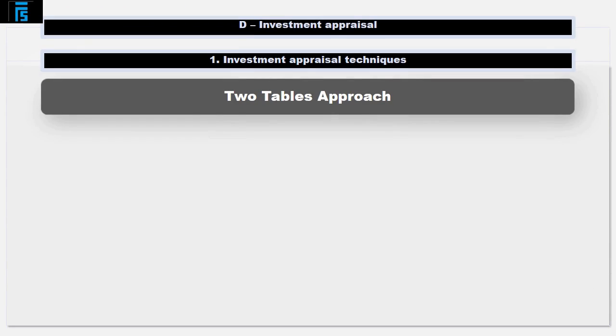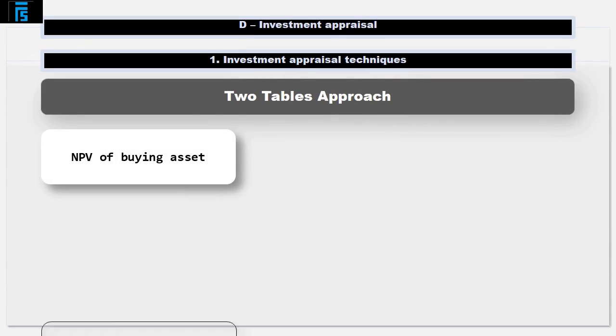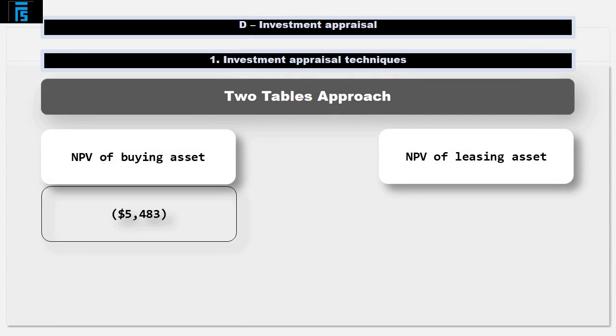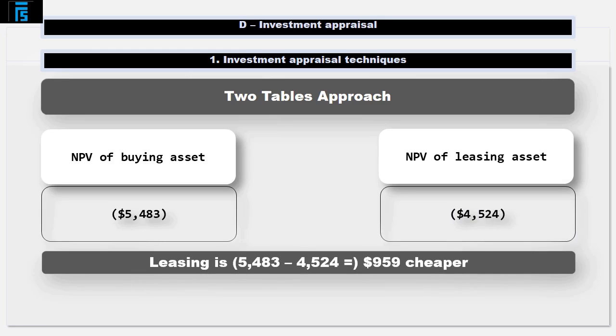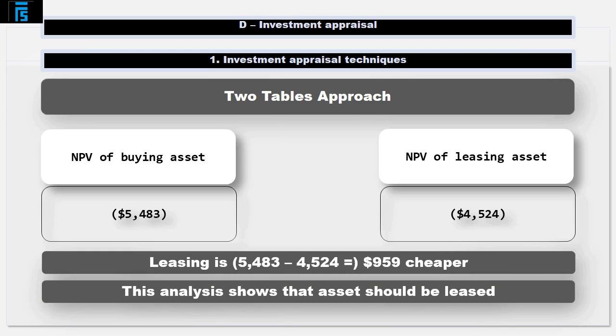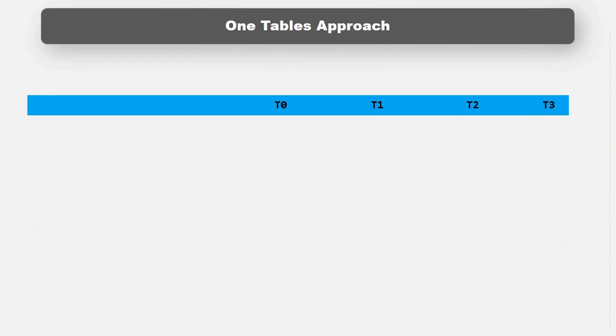So, the net present cost associated with buying the asset was $5,483. The net present cost associated with leasing the asset was $4,524. Leasing is therefore $5,483 less $4,524 equals $959 cheaper. All else being equal, we should therefore lease the asset.